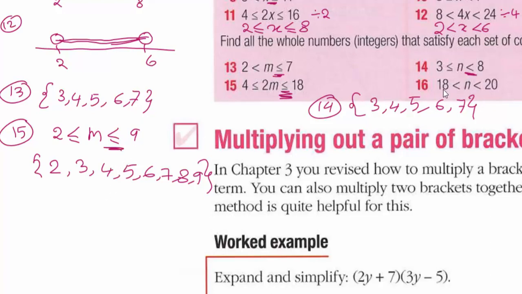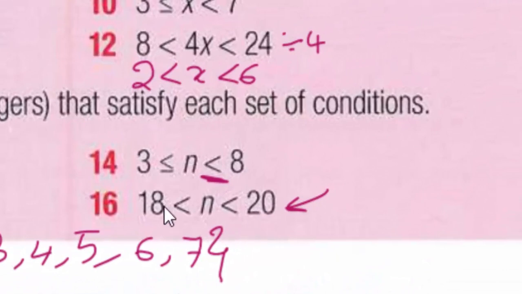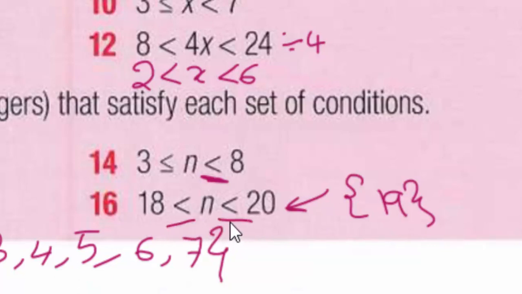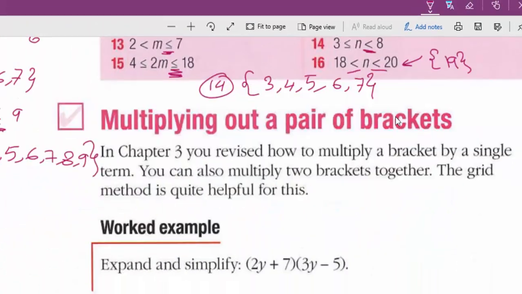Question 16, it will be only 19 because it's not including 18 and it's not including the 20. So what comes between these two numbers is only 19, because according to the question 19 is an integer, a whole number which is between 18 and 20. Why don't we include the 18 and 20? Because neither of them has an equal sign with it.